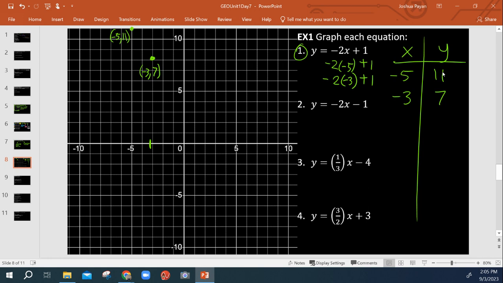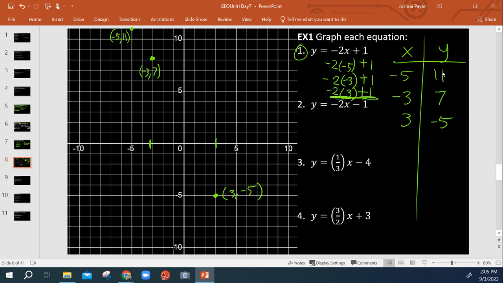And let's skip a little bit further. Let's go ahead and look at positive 3 now. So negative 2 times positive 3, plus 1. Negative 2 times positive 3 is going to give me negative 6. Negative 6 plus 1 is going to give me negative 5. So at positive 3, we are at negative 5. So positive 3 by negative 5.